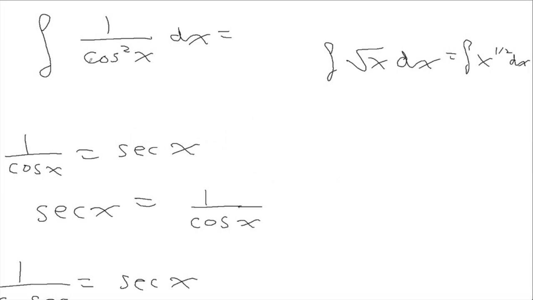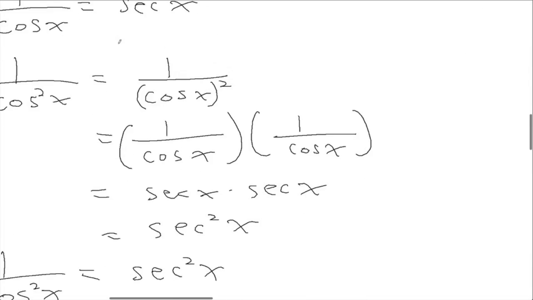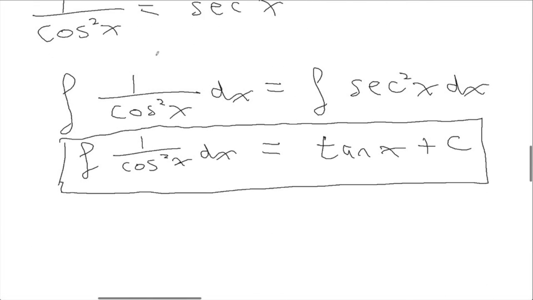This was a harder case. How can we rewrite this so it matches the table? Well, now we've learned we can rewrite that as secant squared x. Why is that helpful? Because we happen to know how to take that particular antiderivative.